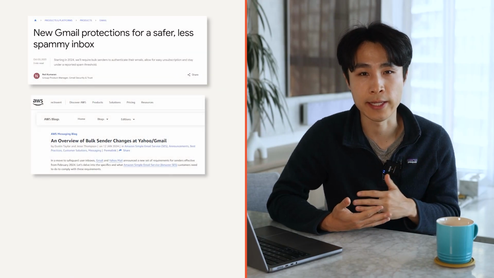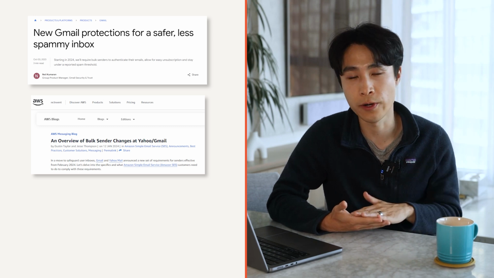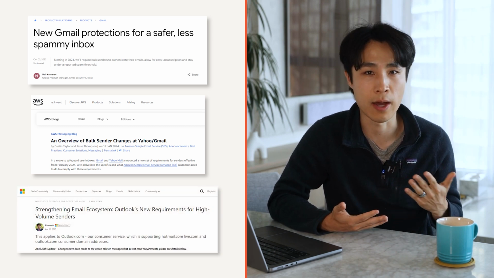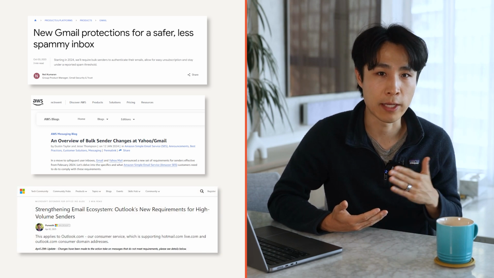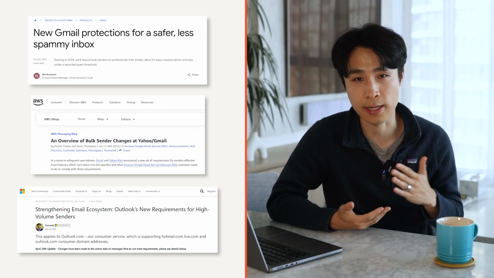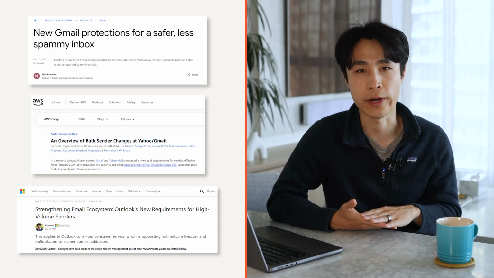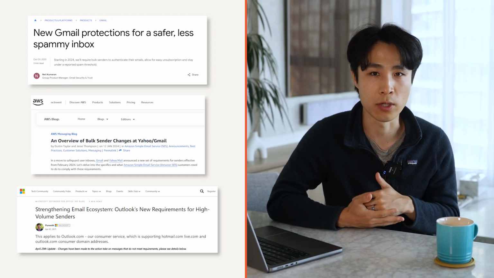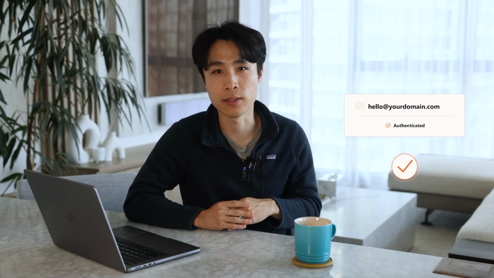Google and Yahoo updated their requirements in 2024 and Microsoft followed in 2025. And that is if you're sending bulk email to their users, DMARC is now mandatory, not a nice to have, just a requirement, or your emails will get either sent to spam or not delivered at all. Next one is trust. Properly authenticated email is how you prove to the world that your emails are genuinely yours and from you, and it's going to be the foundation that everything else is built on.